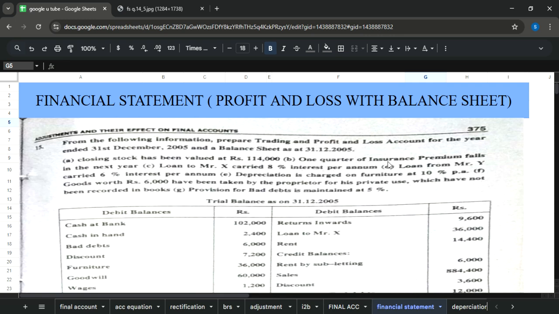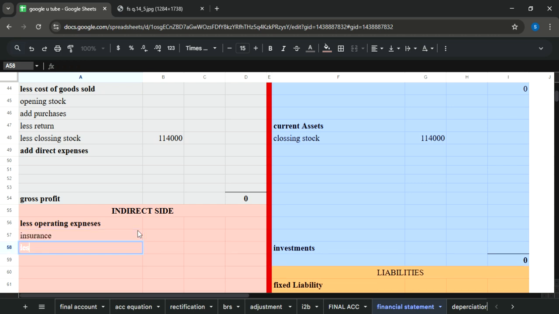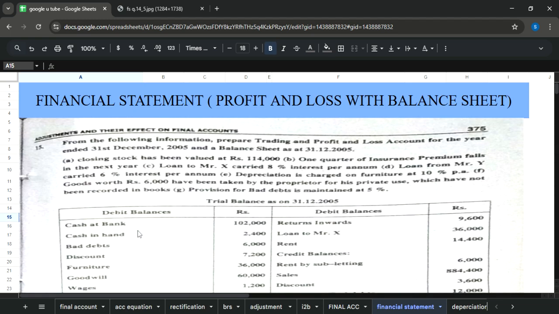Now adjustment B. One quarter of the insurance premium falls in the next year. First of all, insurance premium is an expense. When an expense falls in the next year, it means it is prepaid or unexpired. Prepaid insurance. First of all, you go to operating expenses and here you write insurance, and since we have decided it is prepaid, you mention it. Now we will calculate how much is prepaid. One quarter means 1 by 4.